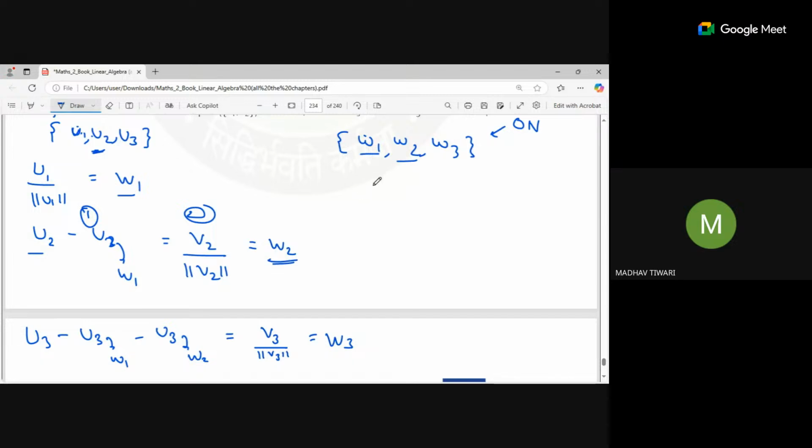What was the problem earlier? Suppose I have a basis like 1, 1 and 1, minus 1. Sorry, it is already orthogonal. Let's take some other basis. Suppose I have 1, 1 and 1, 2.